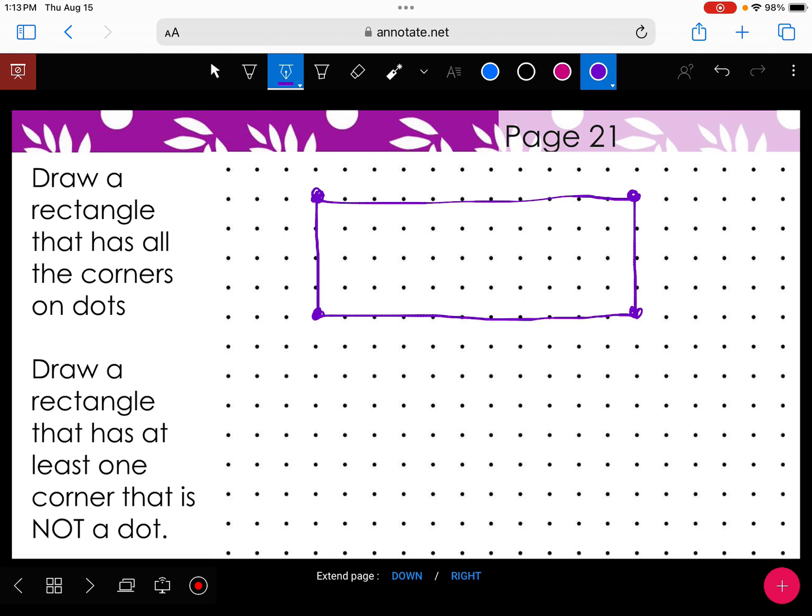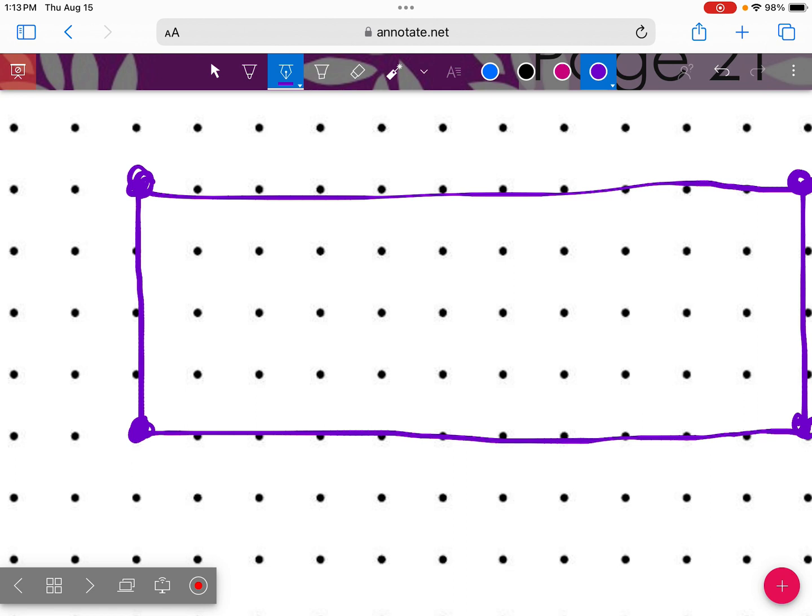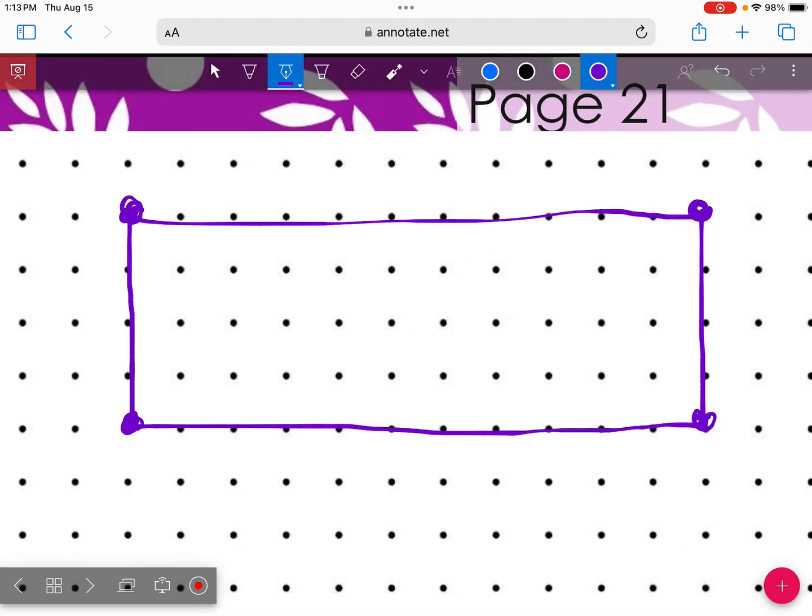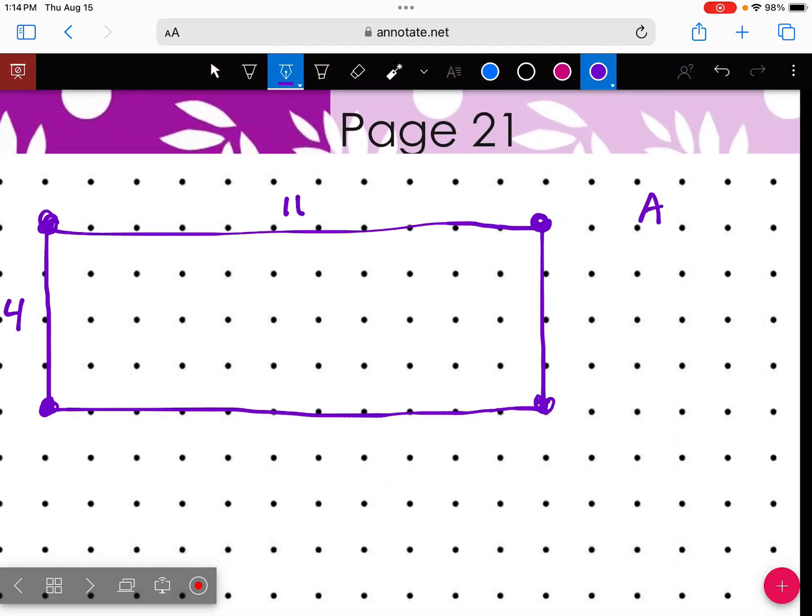And then on your rectangle, I want you to find the length and width of your rectangle. What is your length? What is your width? Mine is 4 by 11. Yours is probably different. My next question is, what is the area of your rectangle? How do we find the area of a rectangle? Length times width.